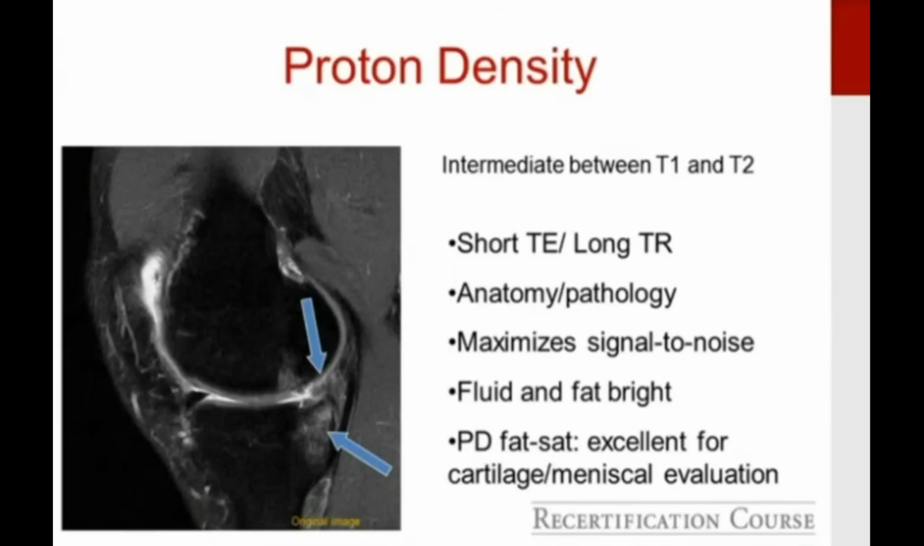So this is excellent for evaluating things such as cartilage abnormalities. We can see small chondral defects with subchondral marrow edema. We can see disruption, maceration, and tearing of the posterior horn of the medial meniscus in this particular case. So the proton density is an intermediate between the T1 and T2, has the great anatomic detail of a T1, but also shows us the pathology that we typically see in a T2 weighted image.